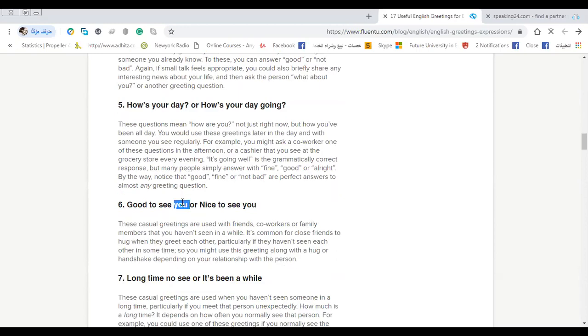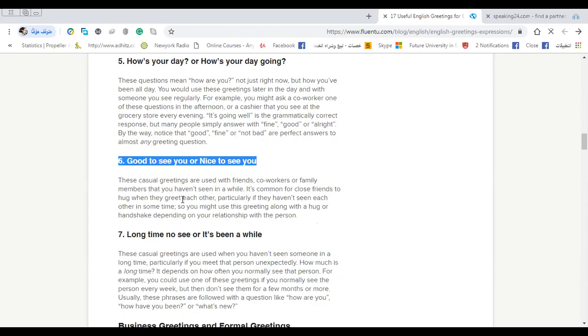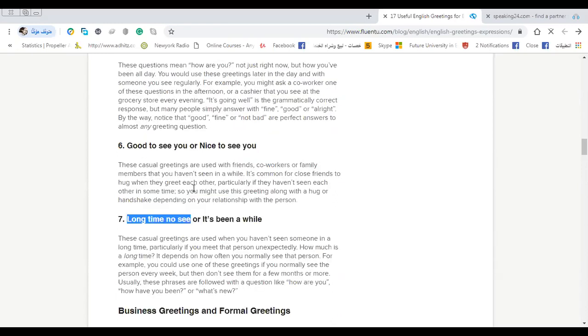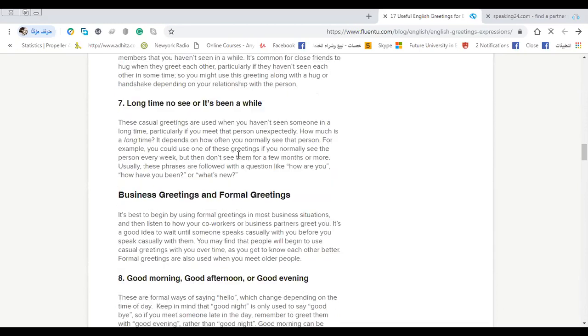Okay. When you finish talking with someone, you say "good to see you" or "nice to see you." Or at the beginning, when you start talking to someone that you haven't seen in a while, you say "good to see you again," or "nice to see you again," or you say "long time no see," or "it's been a while." Long time no see means it's been a long time since I've seen you. Yeah, these are the most common greetings and how to respond to them.